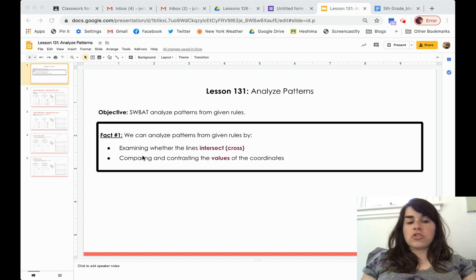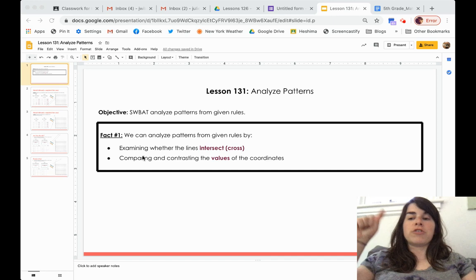And comparing and contrasting the values of the coordinates. So if you look at the values, noticing whether they're getting bigger, they're getting smaller, whether they're increasing by the same amount, or whether they're increasing by a bigger amount.